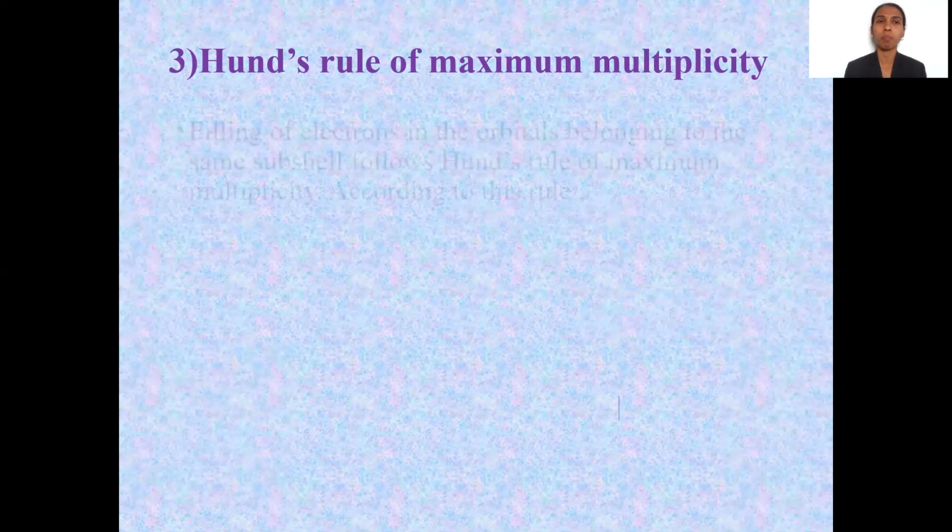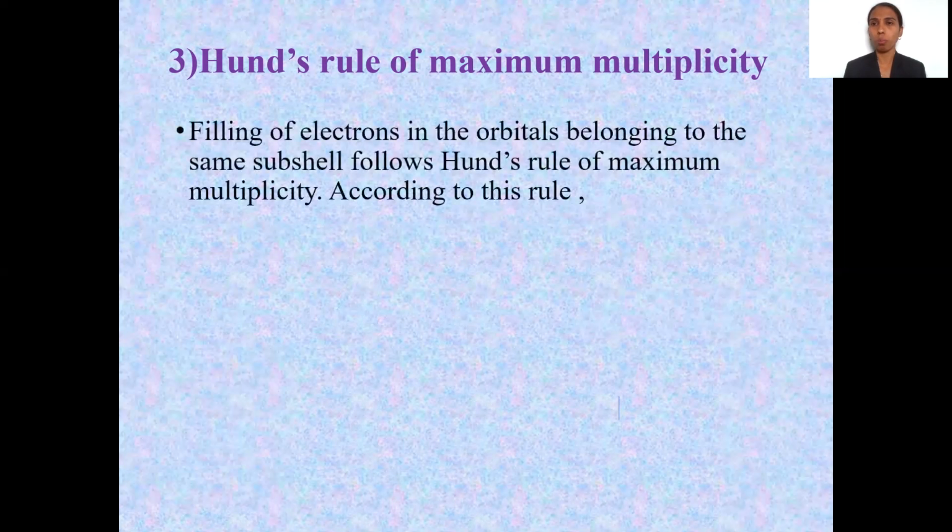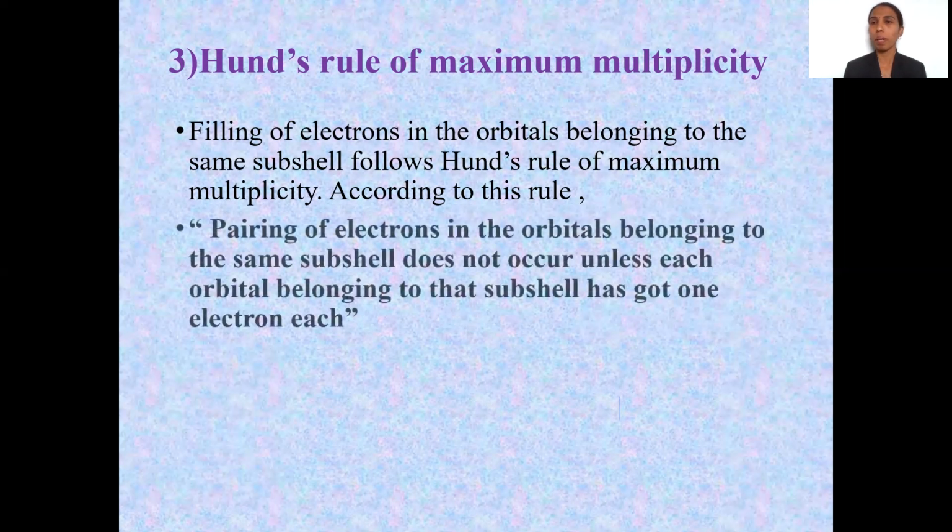Now the third point, on which the above principle is based, is Hund's rule of maximum multiplicity. Now the filling of electrons in the orbitals belonging to the same subshell follows Hund's rule of maximum multiplicity. According to this rule, the pairing of electrons in the orbitals belonging to the same subshell does not occur unless each orbital belonging to that subshell has got 1 electron each. The meaning or the explanation is that if we consider the filling of p subshell, see here what is the meaning of Hund's rule.